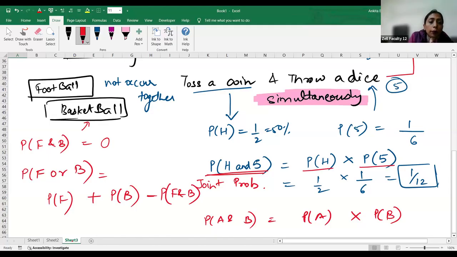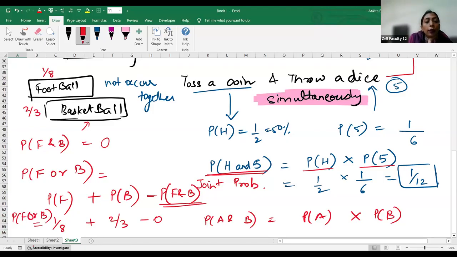So I would have written, let's say, probability of playing football is 1 by 8 and probability of playing basketball is 2 by 3. Okay. So I would do here 1 by 8 plus 2 by 3. But this cannot be played together. So this probability would be 0. So probability of playing football or basketball will be calculated as probability of football plus probability of basketball minus probability of football and basketball. Yes, Ismail.